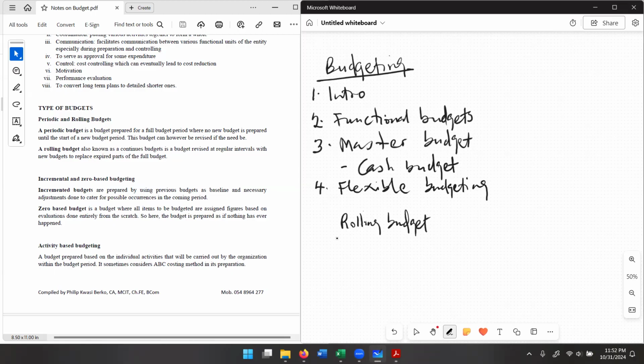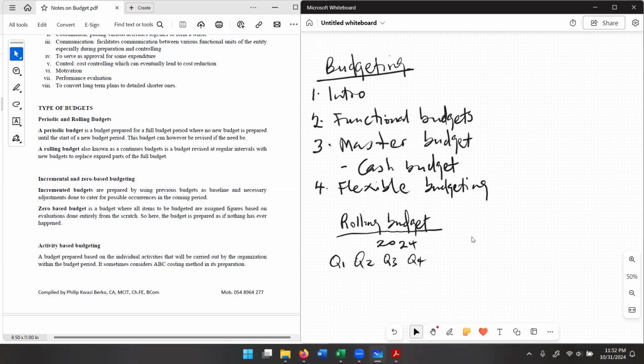All right. So if we are working with a rolling budget, for instance, assuming we are in 2024, if you want to prepare budget for 2024, and we start by preparing a budget in quarters, so Q1, Q2, Q3, Q4. So if by the end of Q1, if Q1 ends, then we know that Q1 has ended. So we need to prepare a new budget to replace the expired portion, which is Q1.